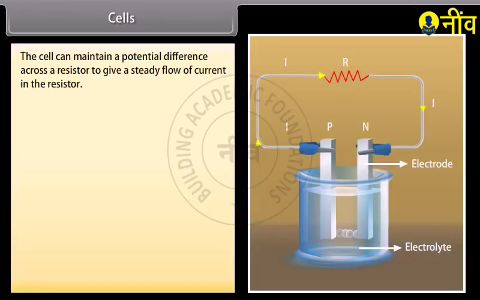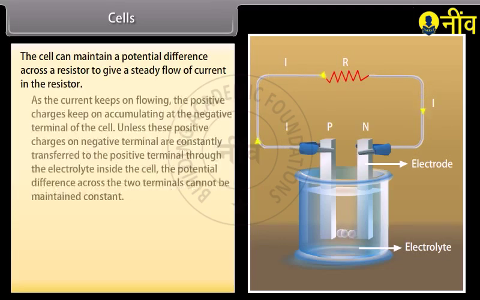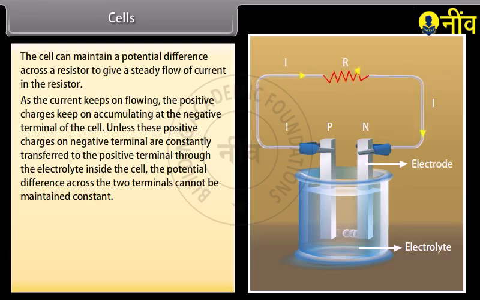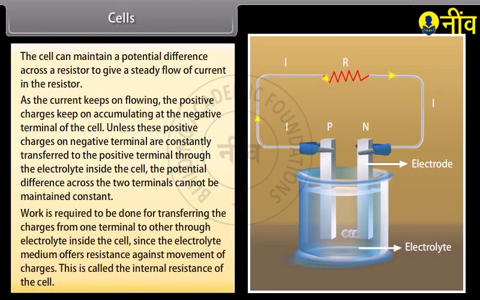Cells. The cell can maintain a potential difference across a resistor to give a steady flow of current in the resistor. As the current keeps on flowing, the positive charges keep on accumulating at the negative terminal of the cell. Unless these positive charges on the negative terminal are constantly transferred to the positive terminal through the electrolyte inside the cell, the potential difference across the two terminals cannot be maintained constant. Work is required to be done for transferring the charges from one terminal to the other through the electrolyte inside the cell, since the electrolyte medium offers resistance against the movement of charges. This is called the internal resistance of the cell.